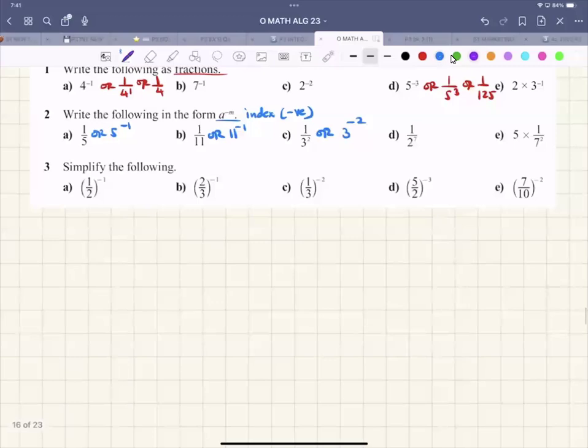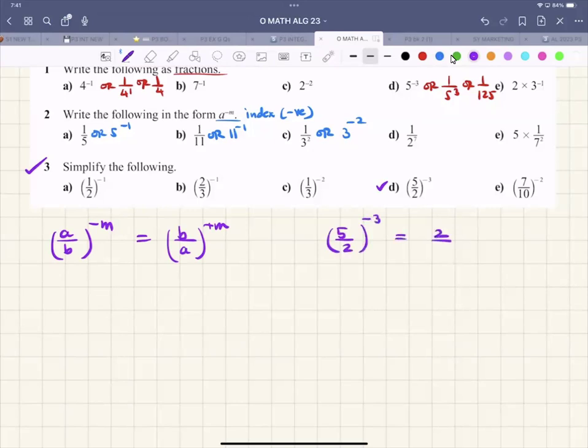And then it's asking about the fractions, which I have just used. A over b raised to power of negative m, that is b over a raised to power of positive m. So let me do part D. 5 over 2 raised to power of negative 3 can be written as 2 over 5 raised to power of positive 3. That is 2 raised to power of positive 3 over 5 raised to power of positive 3, that is 8 over 125.